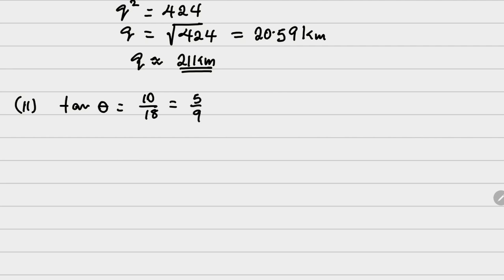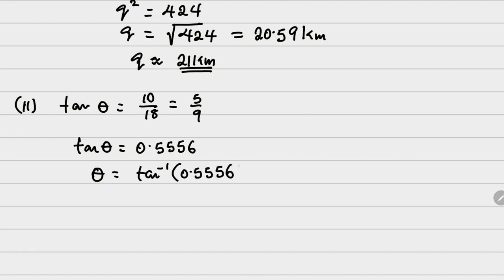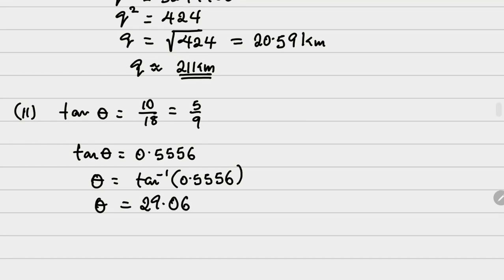Now, 5 divided by 9 is 0.5556. So theta is equal to tan inverse of 0.5556. So that theta will now be equal to 29.06. So I'm done.